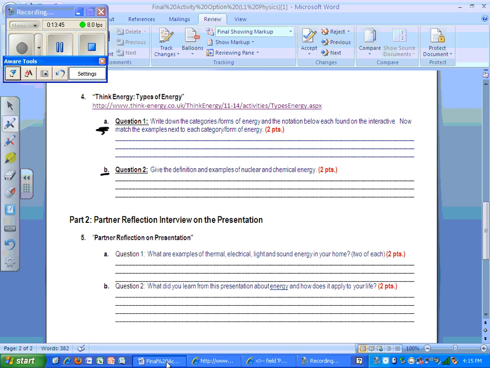Next, we'll go on to question 2, part B. Now we want to give the definition and examples of nuclear and chemical energy. What I expect you to do is go to your foundation worksheet and look up the definition of chemical energy and nuclear energy. I'll give you a hint. Nuclear energy is energy from changes in the nucleus of an atom. It involves fission or fusion, breaking or bringing together the nucleus. So you can give examples of why this is important. We can produce energy with nuclear processes. You can pause the video at this time and answer the question.